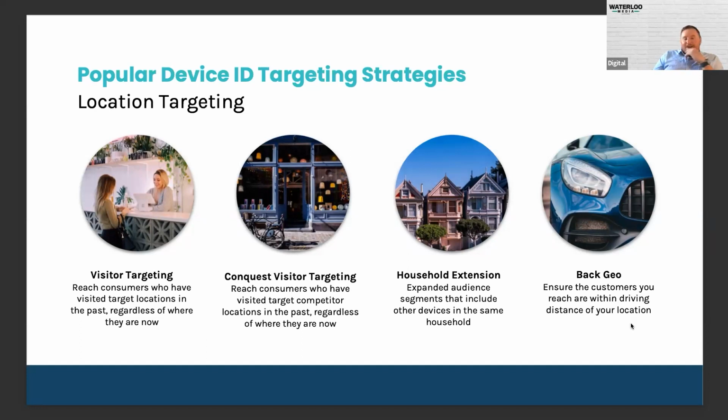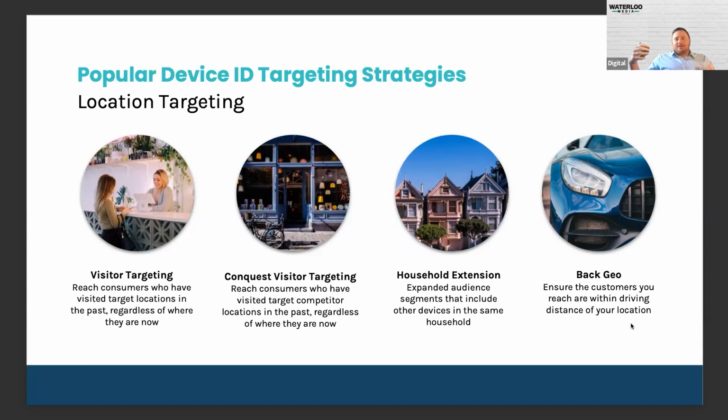But another awesome thing that we can do here as well. Not only can we grab those visitors, right? Those devices that have physically been to those locations, but then we can also expand our audience to reach other devices in that device we've captured household.